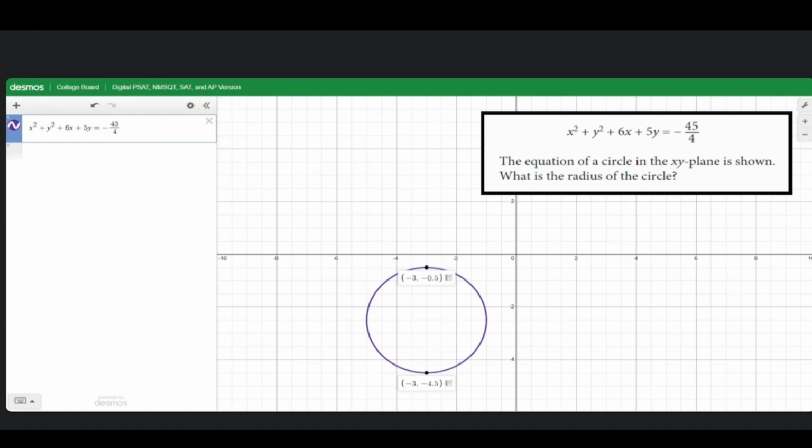So the 4 unit is not the radius, it's the diameter, and the half of that is the radius, correct? So the radius of this circle is 2 units. While what is the center? Of course, the center is the midpoint of this.